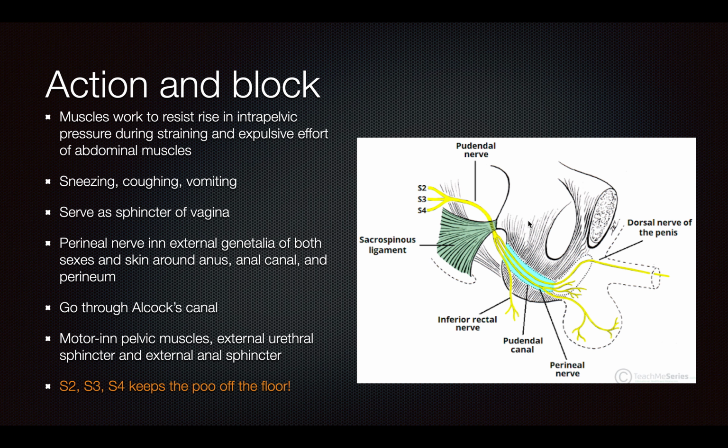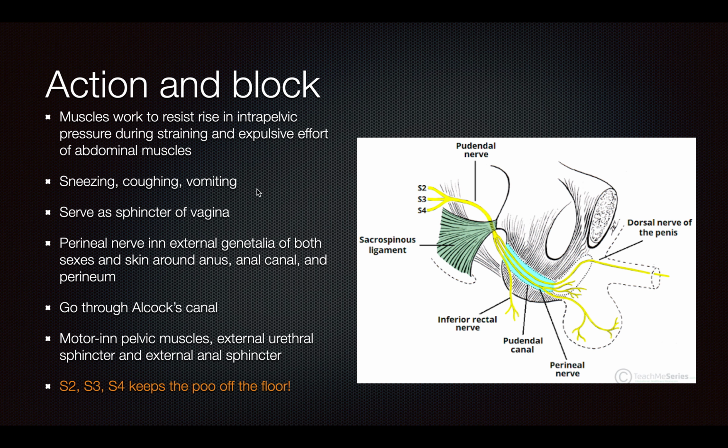Okay, so the muscles work to resist the rise in intrapelvic pressure during straining and expulsive effort of abdominal muscles, such as sneezing, coughing, vomiting. It also serves as the sphincter of the vagina.